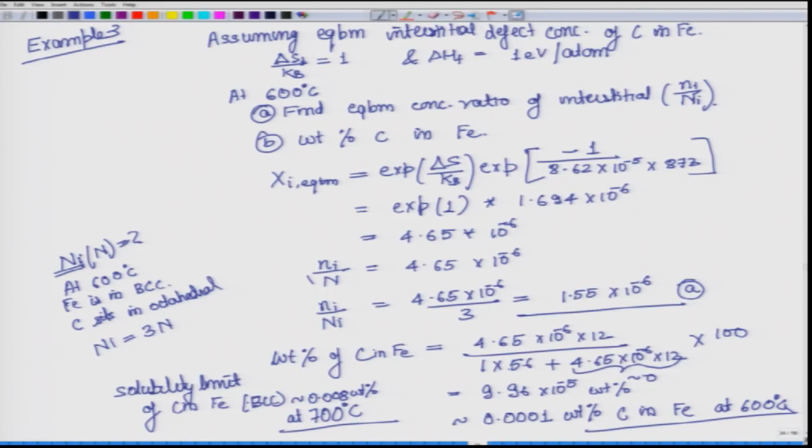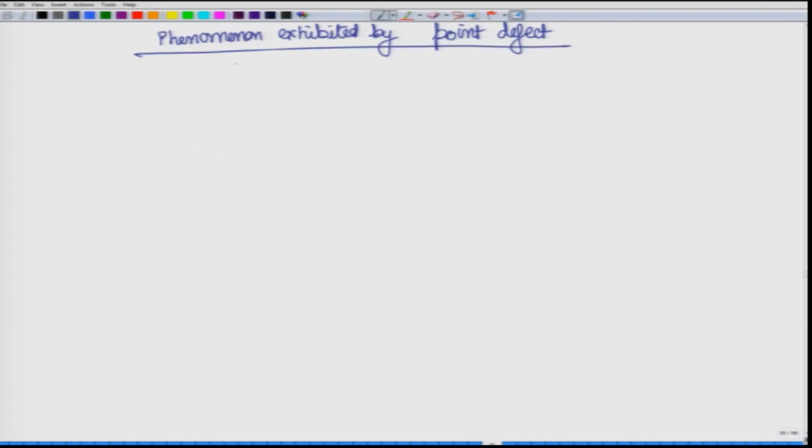So, now we have solved 3 examples in different types of problems to understand defect concentration. Now, what we will do is we will move on to one important property or phenomenon exhibited because of point defects. And what is that? It is diffusion.